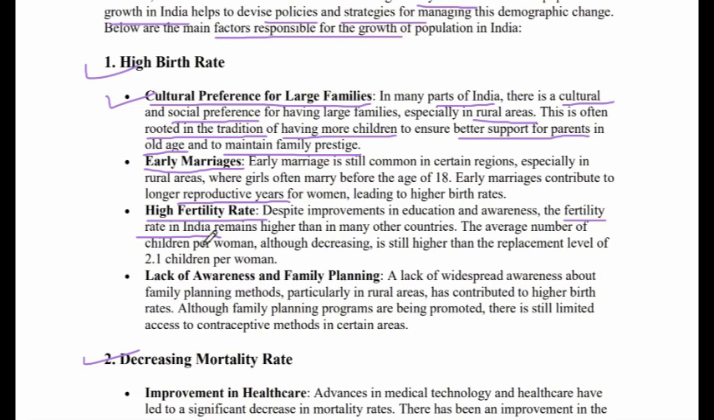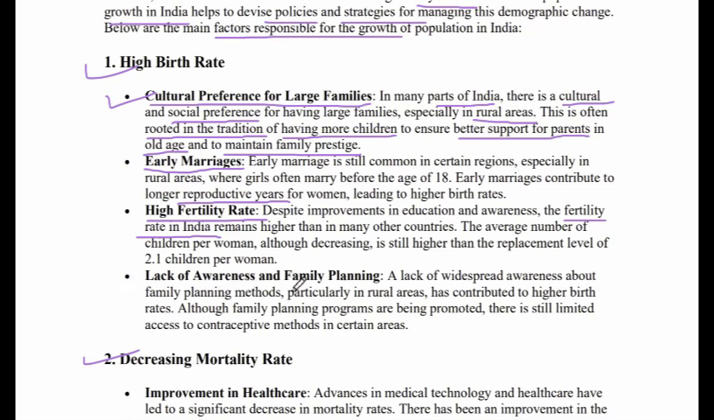Now the fertility rate, that is how many children are born to a woman in her reproductive age group, is very high compared to other countries. The average number of children per woman is decreasing, but it is still higher than the replacement level of 2.1 children per woman. That is on an average for women in India. Of course, we can consider one, but it's because it's an average. So I'm saying 2.1 children per woman.